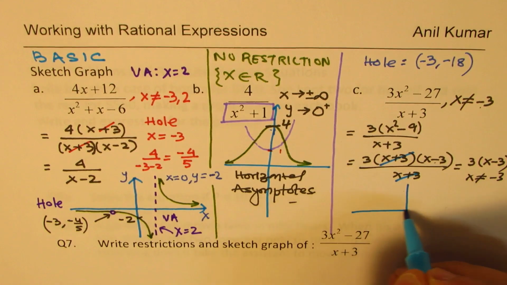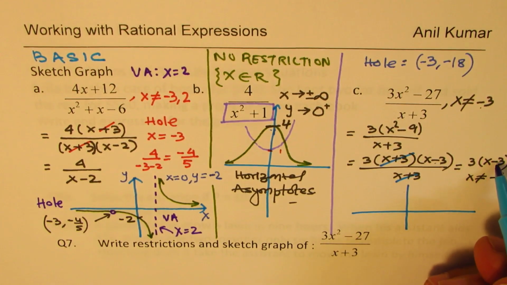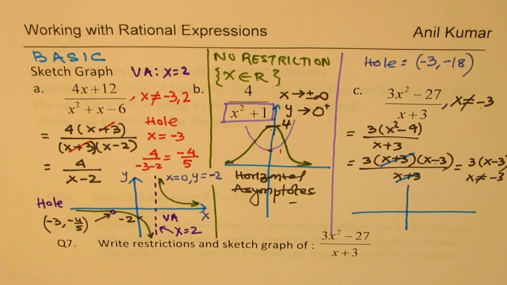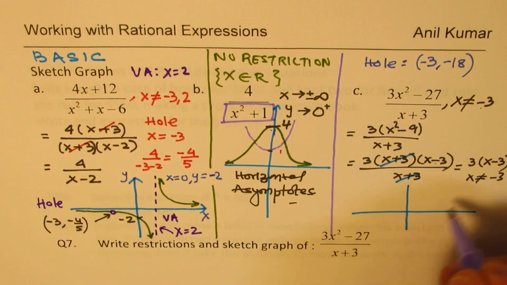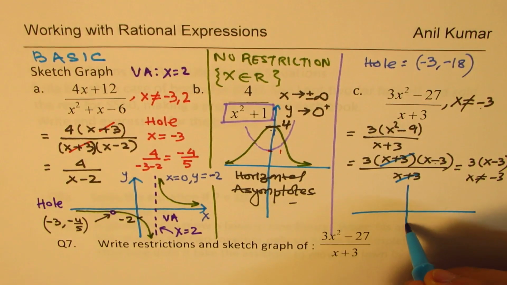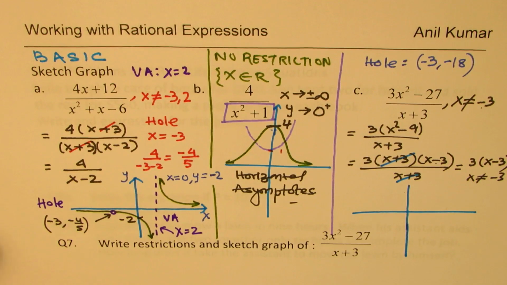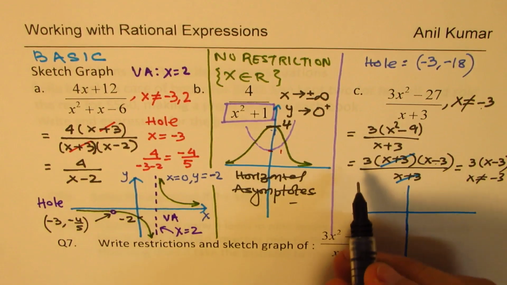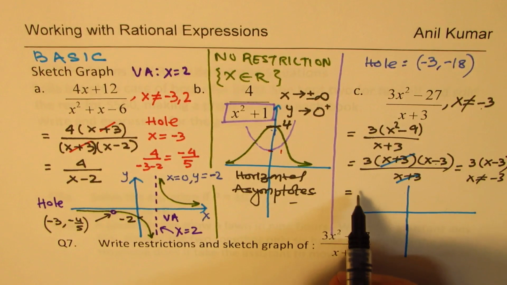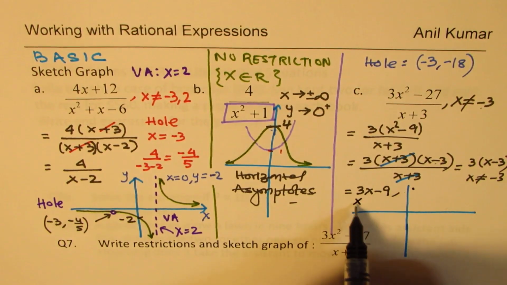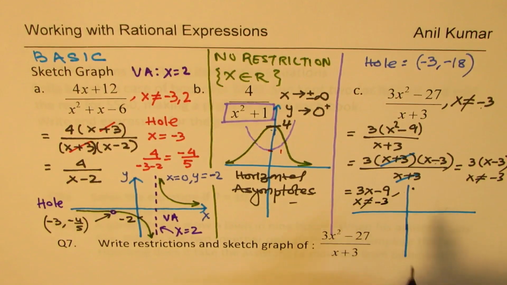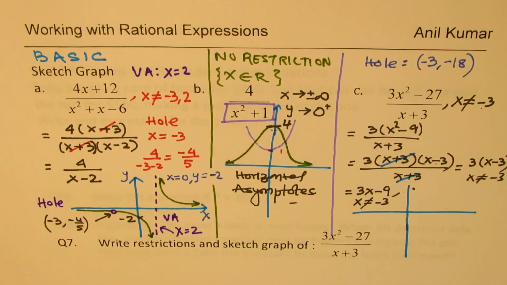Let's try to sketch this graph. It is like a straight line. You can see 3x minus 9, right? So 3x minus 9 is your line, but at minus 3, it has a restriction. So basically we're trying to sketch the function, which is, let me write like this, 3x minus 9, where x is not equal to minus 3, since we have a hole there, right?